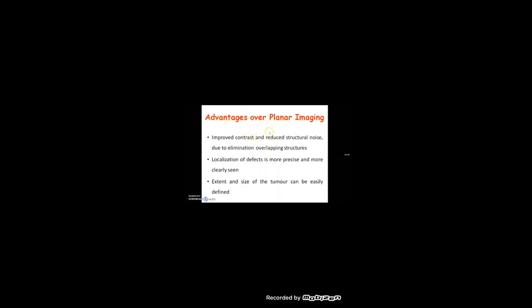Coming to the advantages over normal planar imaging: improved contrast and reduced structural noise due to the elimination of overlapping structures. Localization of defects is more precise in SPECT imaging and more clearly seen compared to planar imaging. Another beautiful advantage is that the extent and size of the tumor can be easily defined, which is normally not possible in regular planar imaging.